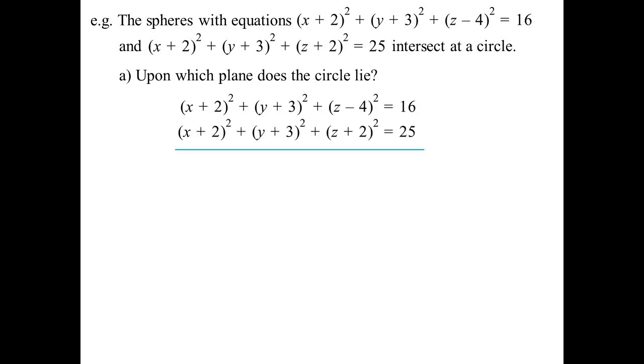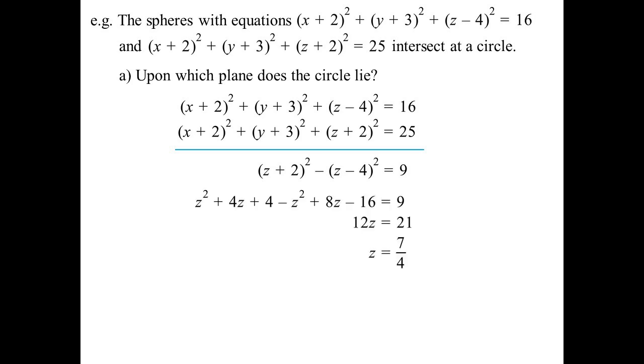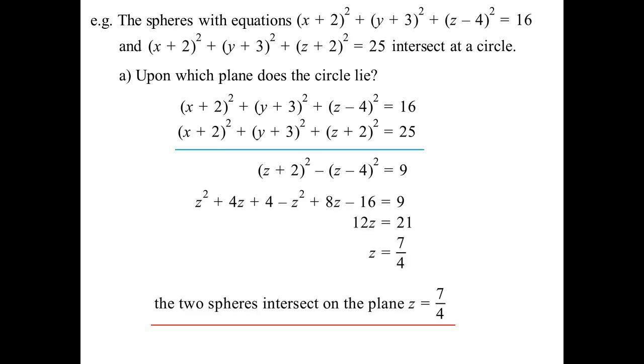And, oh, wasn't that lucky? Look at that. X plus 2 squared will cancel, and y plus 3 squared will cancel. So I get z plus 2 squared minus z minus 4 squared is 9. So it's on the plane z is equal to 7 on 4. All right, what would be the equation of that circle then?